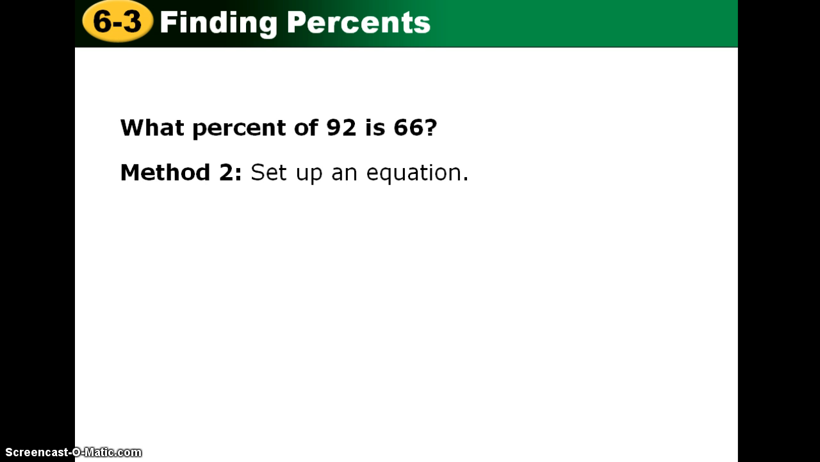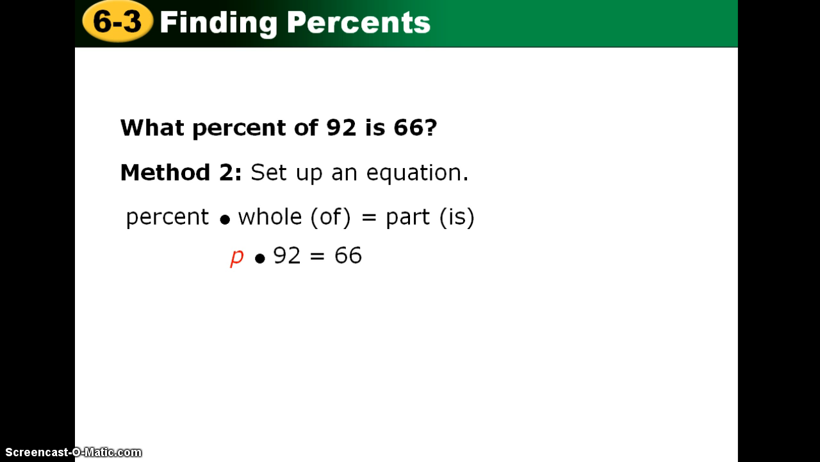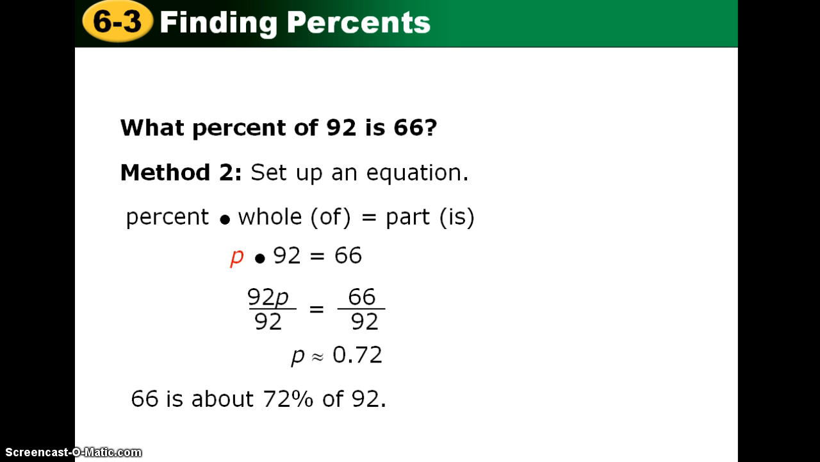Method 2, set up an equation. Percent times the whole equals the part. We don't know the percent, but we know the whole is 92 and the part is 66. So we would divide both sides by 92 to get 0.72. What's different in method 2 is your answer is going to come out as a decimal, and you have to remember to change that to a percent, which is 72%.